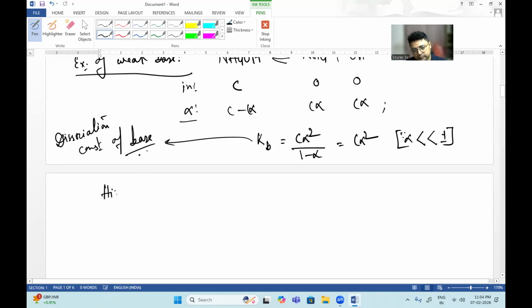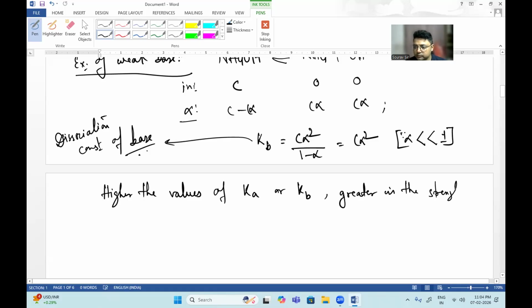Higher the values of Ka or Kb, greater is the strength of the respective acid or base. Okay, respective acid or base. So it is dependent on this.